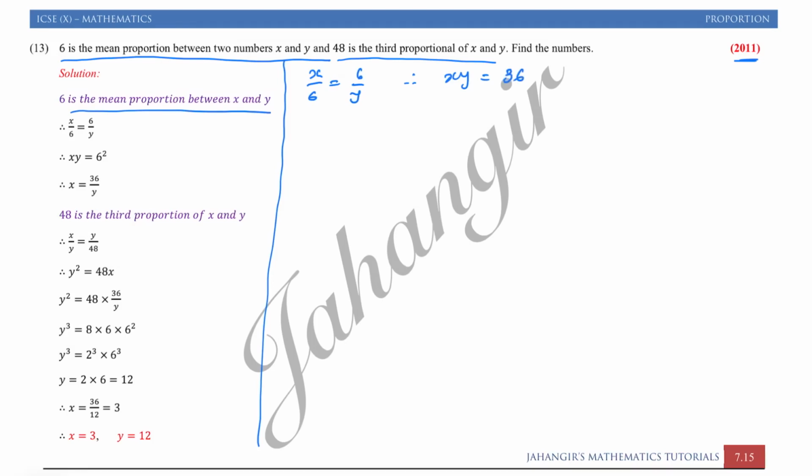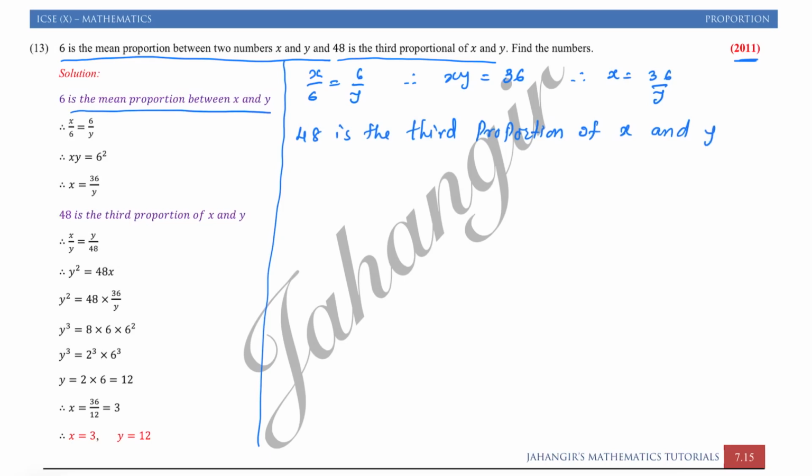If you don't remember this method, just go through exercise 7A, the third and fourth question. Both questions are of the same type, only the numbers are different. So therefore I can write x is equal to 36 upon y. That was the first case. Now the second is 48 is the third proportion of x and y.